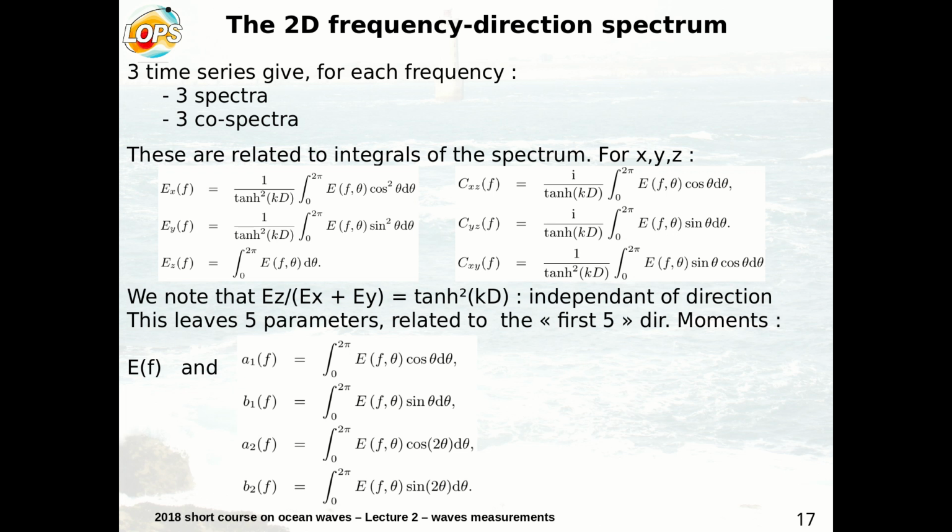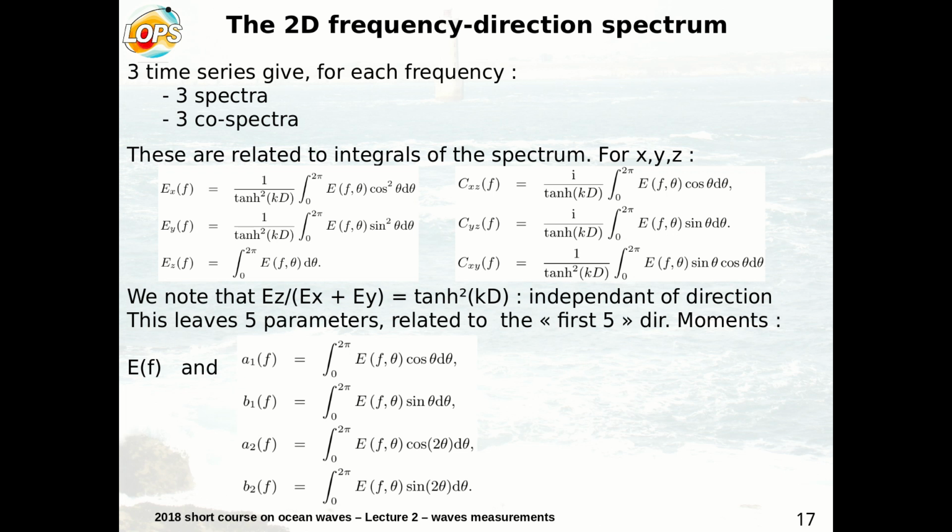Now we also have the spectra of the X and the Y displacements. And if you go back to linear theory, you can actually transform the spectrum of elevation to horizontal displacement X and Y. And you see that you have a 1 over tanh kd that comes in front. And you have X displacement giving you cosine squared and Y displacement a sine squared. So basically, these 3 spectra are related to the integral of the directional spectrum with some coefficients with cosine and sine. These integrals, we call them moments of the directional spectrum.